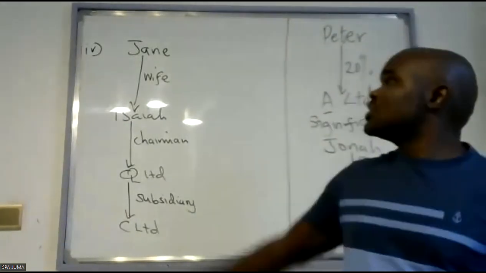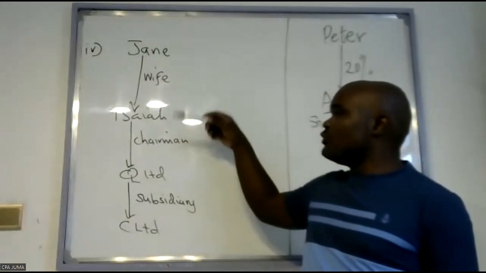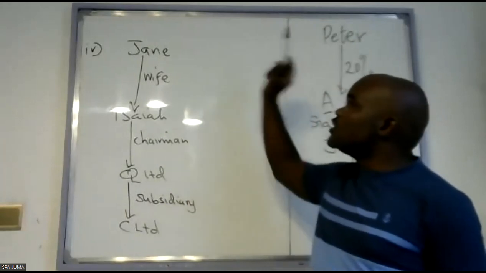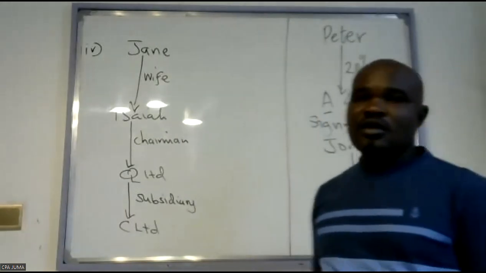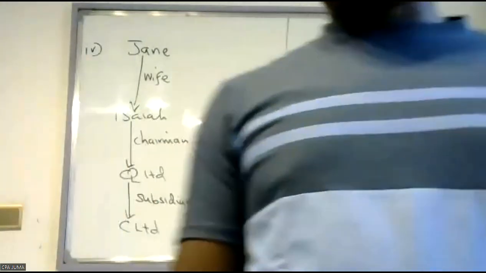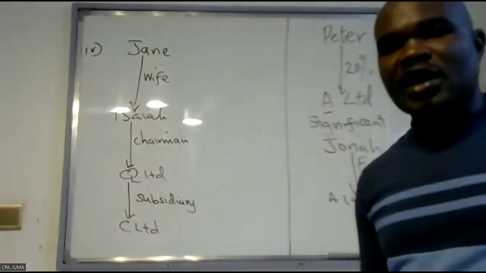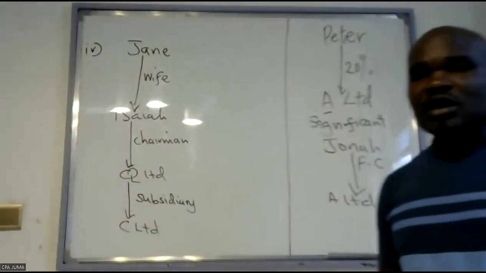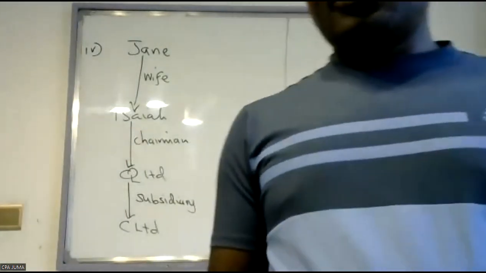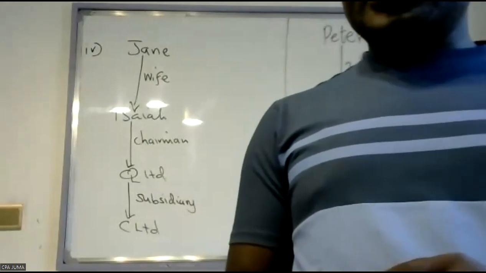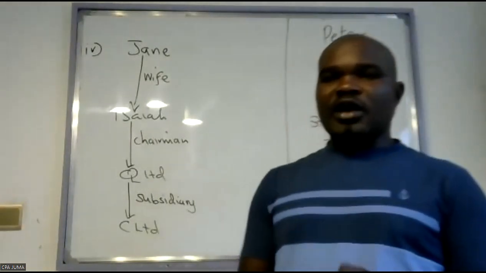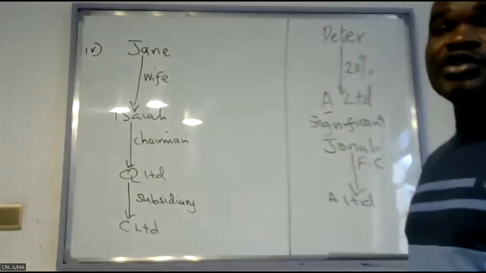Jane is the wife of Isaiah. Isaiah is the chairman of Q. Q is a subsidiary of C. So is Jane related to A? Is there someone who wants to throw up an answer? Jacinta says no. One more, then we can start the analysis. Even Kragu says no. So let's check out.